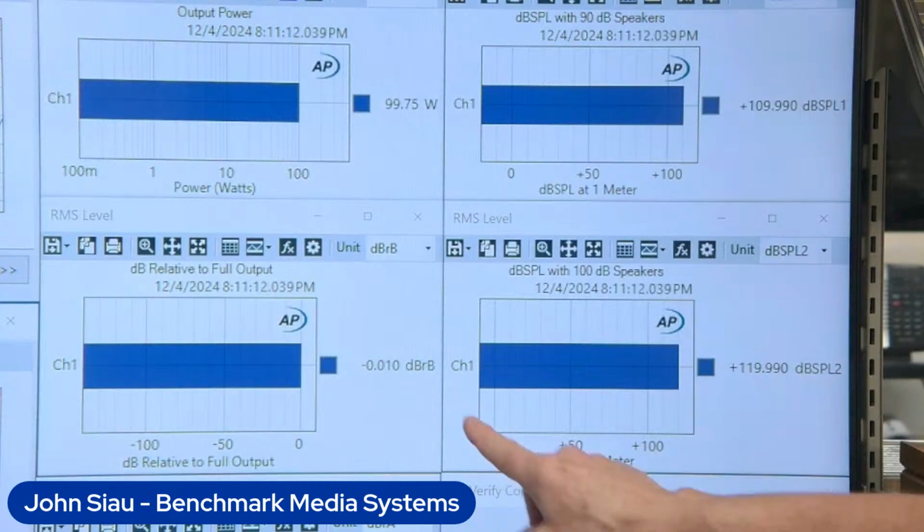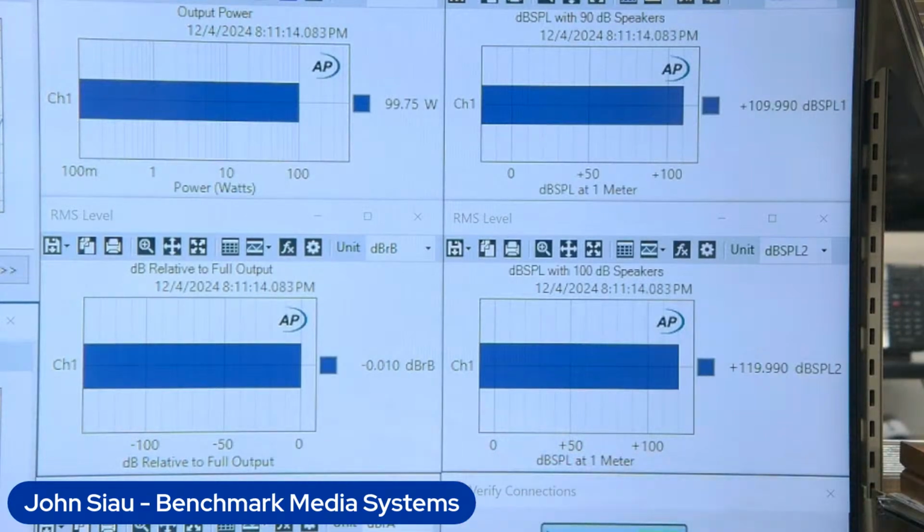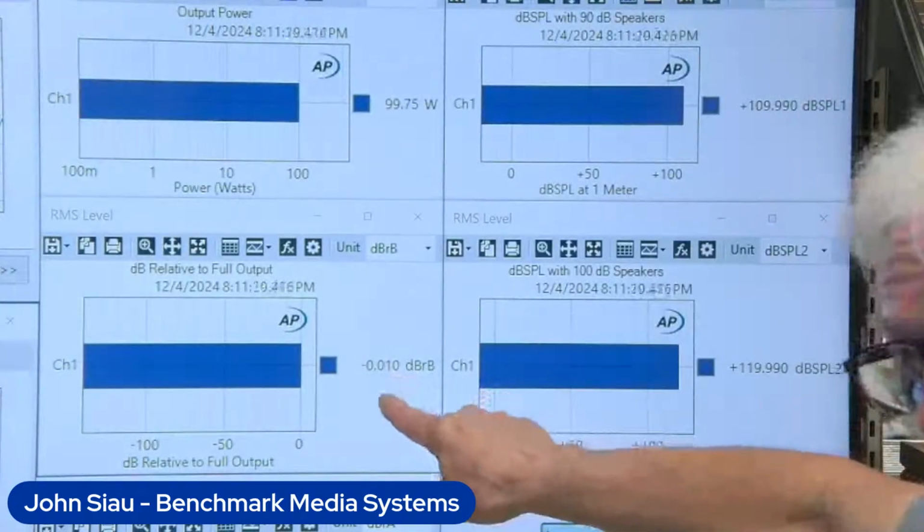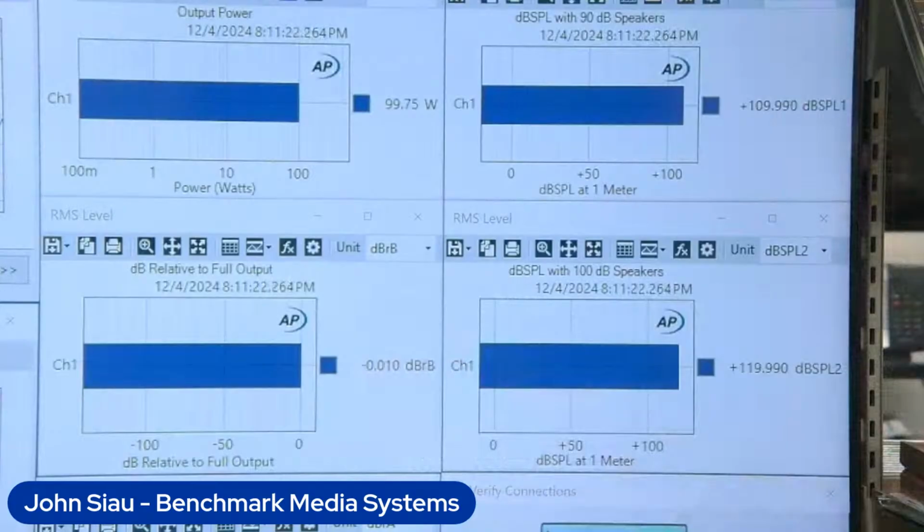Now what I'm going to do is mute the signal going to the DAC, and we're going to look at this output level. What we're going to be measuring is just the noise.